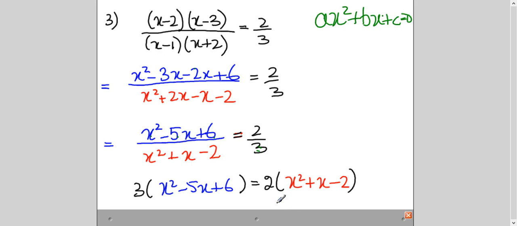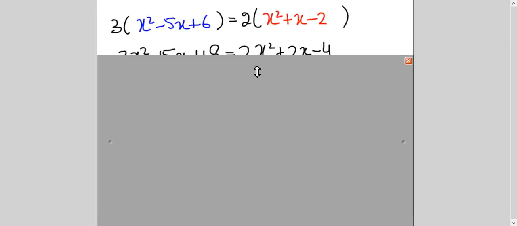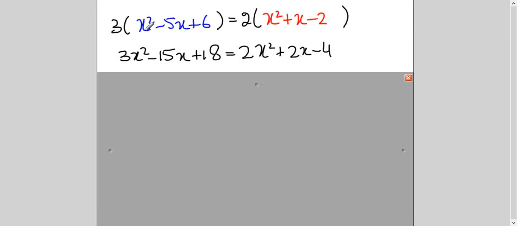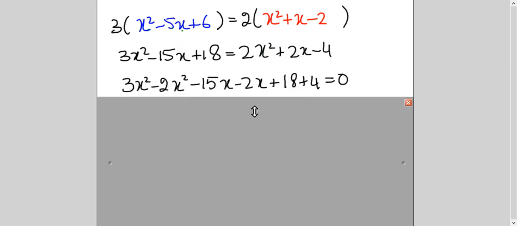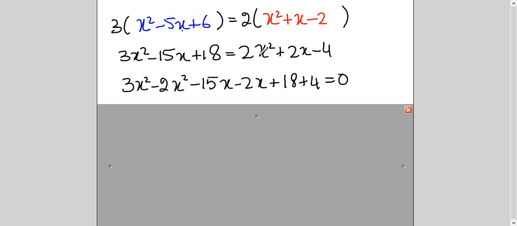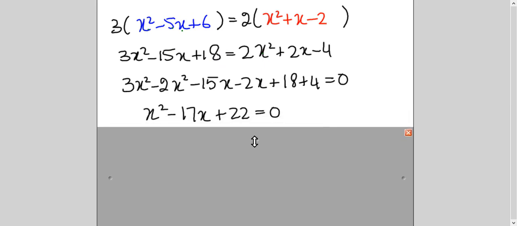Okay. Now, after multiplication, 3x squared, 15 minus 15x plus 18, and so on. You will bring everything to this side and bring it into general quadratic equation form. Right? You can try this out. Simple calculation, no complication at all here at the moment.